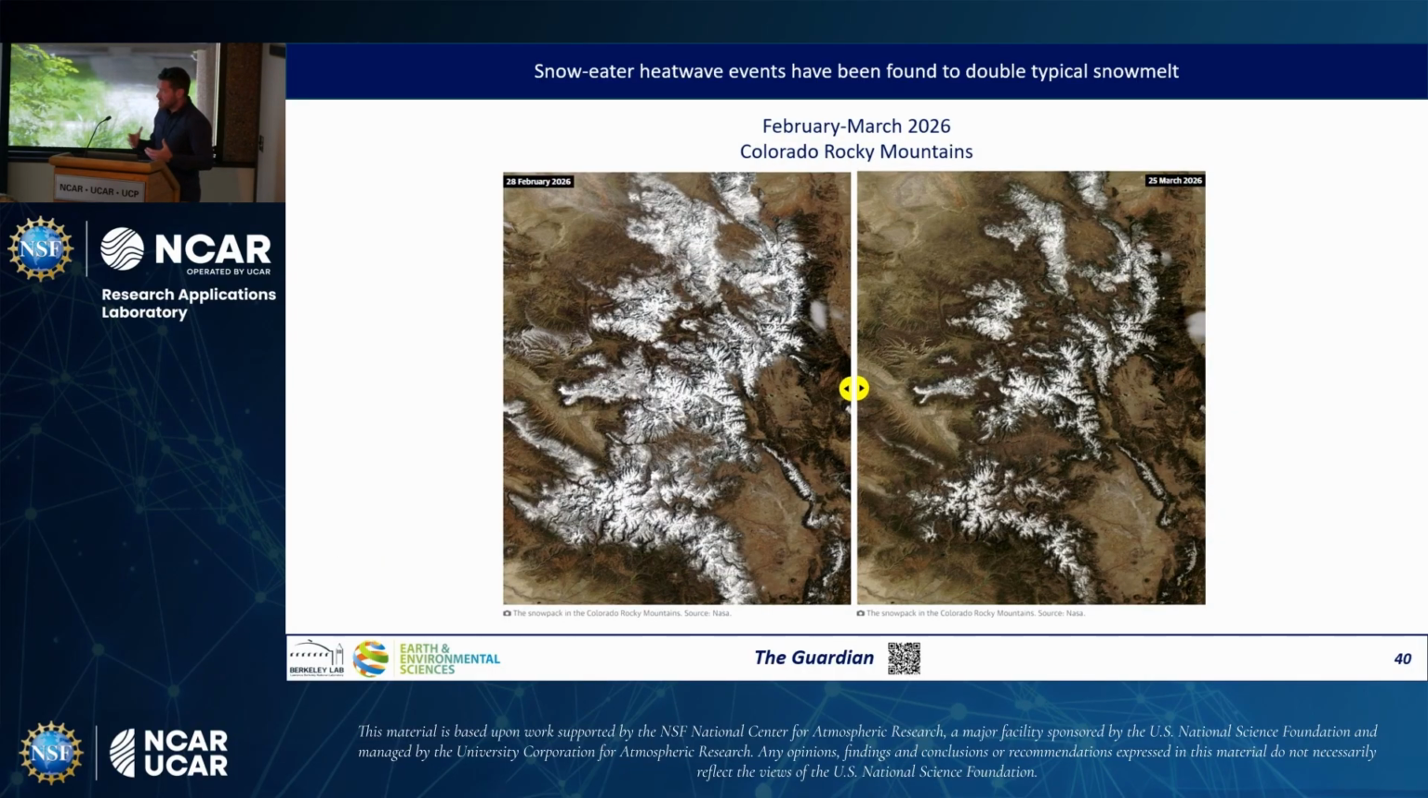And then because these events are so widespread, due likely to the ridging and whatnot, the Colorado Rockies also went down to about 24% of average after this event. And so that also has implications for the ongoing issues with the Colorado River and overallocation and whatnot.